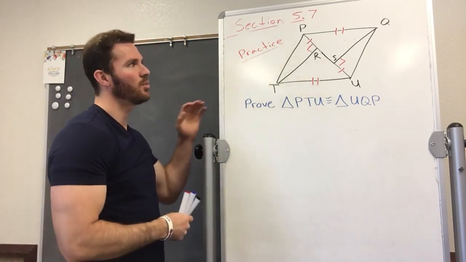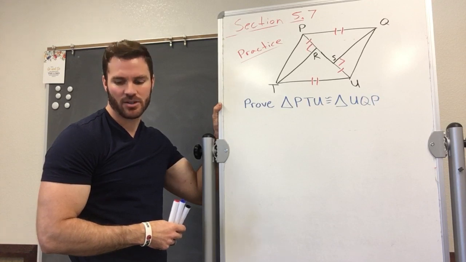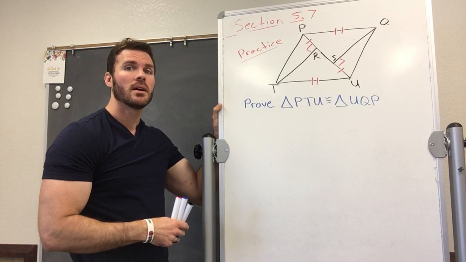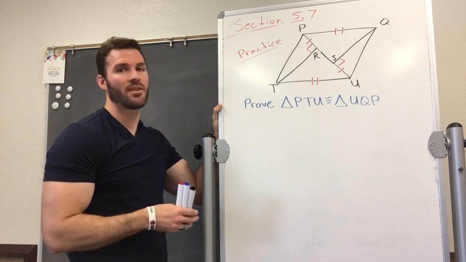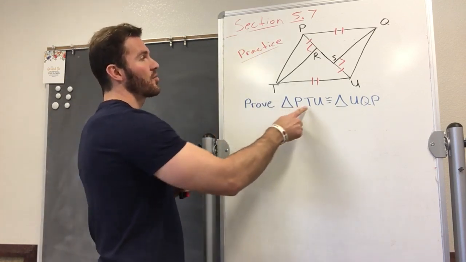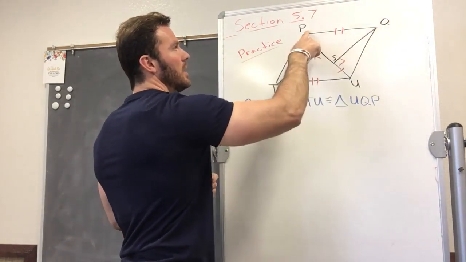This practice here will be the monitoring progress question on page 279 of your book. It can be pretty difficult. It is similar to some of your other homework problems to prove certain things. This one, they want us to prove that triangle PTU is congruent with triangle UQP.